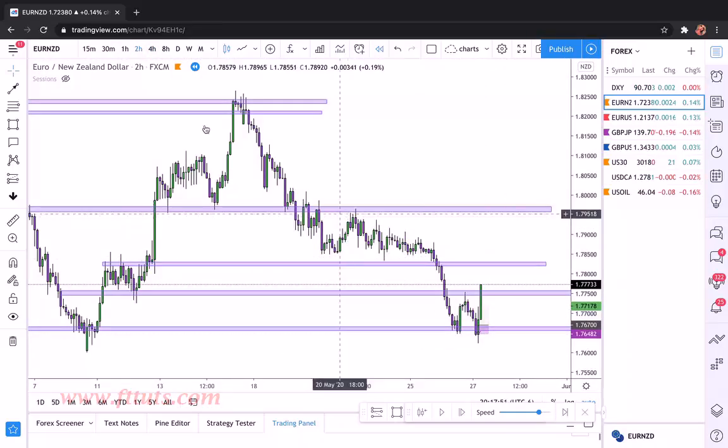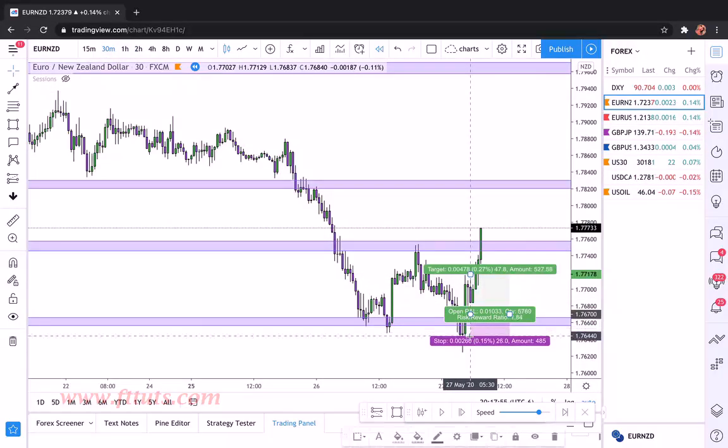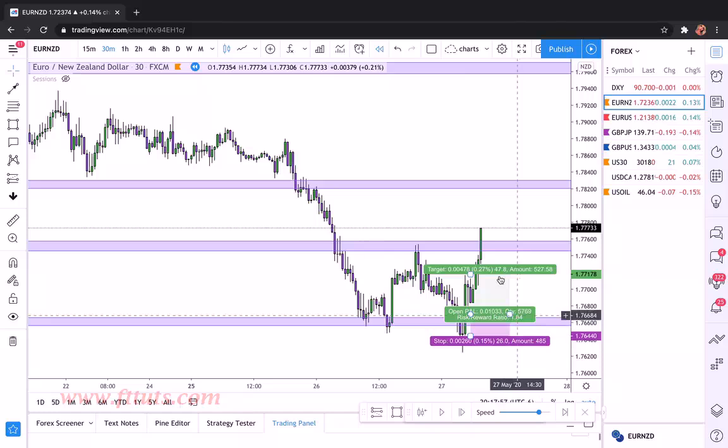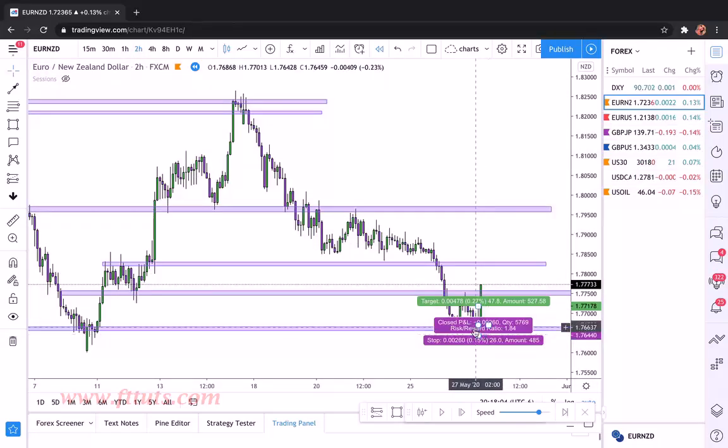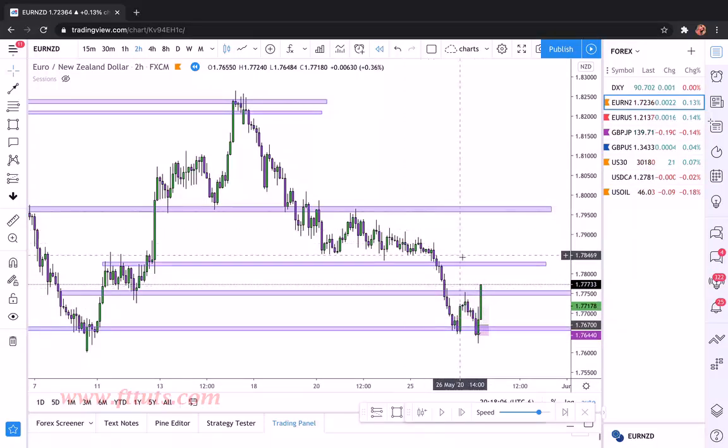So we can have it, wait, let me go back. So we could have it, like, even here is fine because it's not going to come down. It's more than likely not going to come down. So what ended up happening here is it actually tested twice and then shot up, okay? So we're looking at our TPs now.